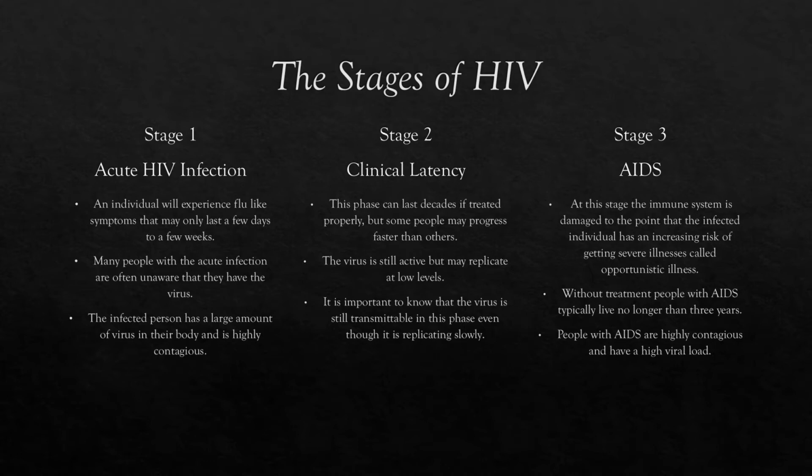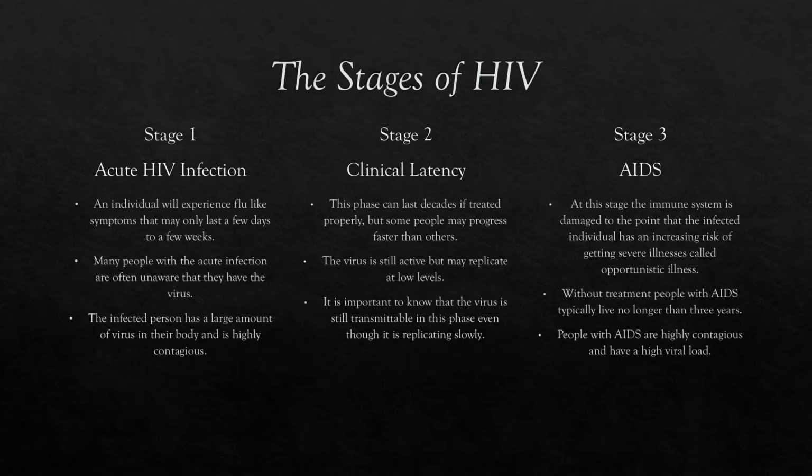The stages of HIV. Stage 1. Acute HIV infection. An individual will experience flu-like symptoms that may only last a few days to a few weeks. Many people with the acute infection are often unaware that they have the virus. The infected person has a large amount of virus in their body and is highly contagious.